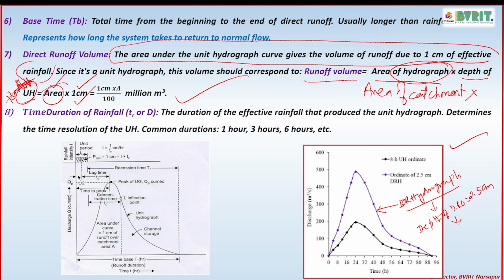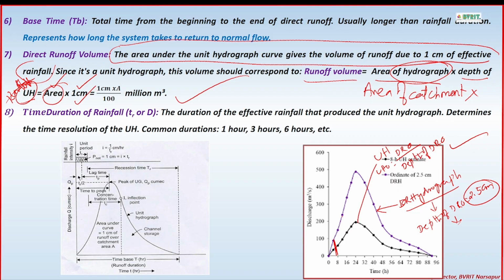The moment I want to get a unit hydrograph from this, how can you get it? If this depth of direct runoff is equal to 1 centimeter, then whatever ordinates are there, that is the unit hydrograph. So this is the unit hydrograph. What I have done: unit hydrograph ordinates are equal to direct runoff ordinates divided by depth of direct runoff. For 2.5 centimeters, this is the ordinate. So for 1 centimeter, what is the ordinate?